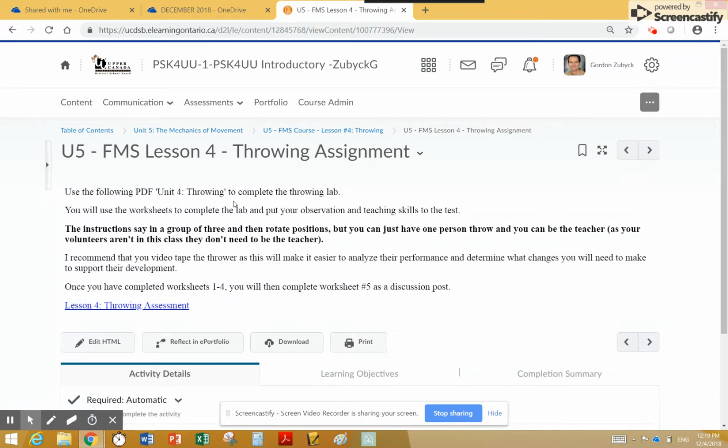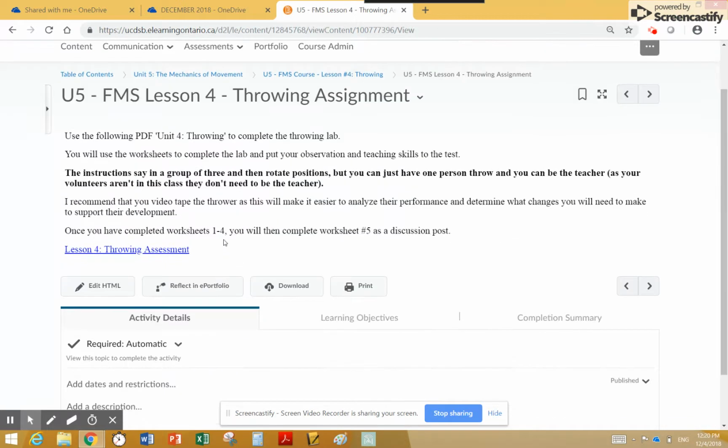So in the following PDF, it has the complete instructions for the lab. And in this case, it says the group of 3 and then rotate positions, but you're going to have one person throwing, and you can be the teacher. As your volunteers aren't in this class, they don't need to be the teacher. So again, it's designed to be run with a class of students there. So you're just going to modify the instructions a little bit so that it's just you going through, and then you'll go through the different worksheets, and there's a discussion post. And this is the link to the discussion post there.